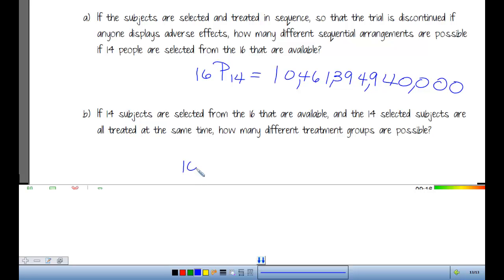Okay, 16 choose 14. Combinations will always be less than permutations. Okay, what'd you get? 120? That's a lot less. Okay. All right. Questions about that? Okay, very good.